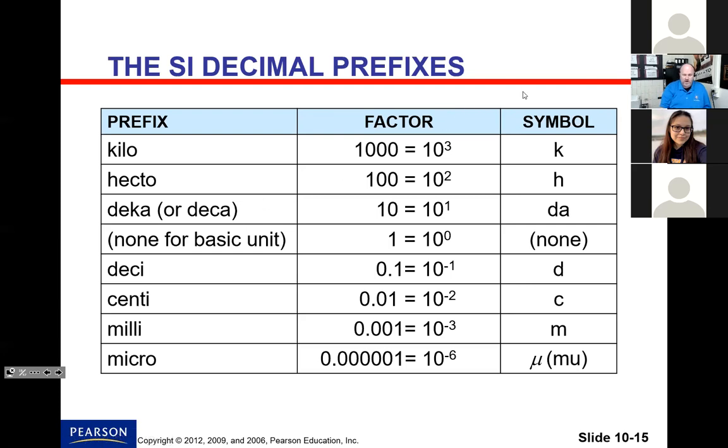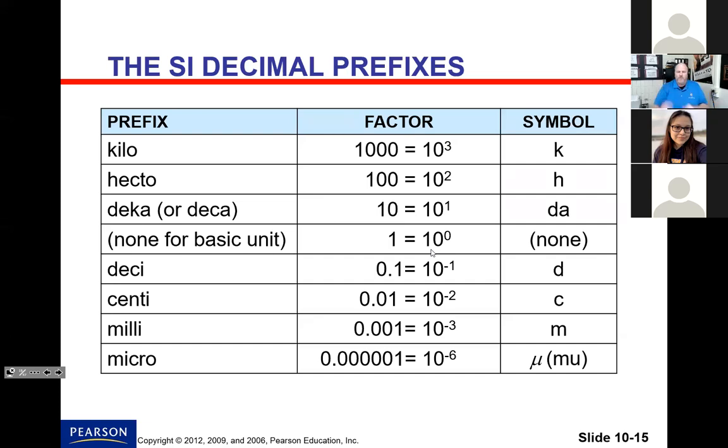And you can see some of the more common symbols: K, H, and then we put whatever is behind it, like km, kilometer, hectometer, decameter, decimeter, centimeter, millimeter, micrometer. Meter is our basic one that we use all the time.